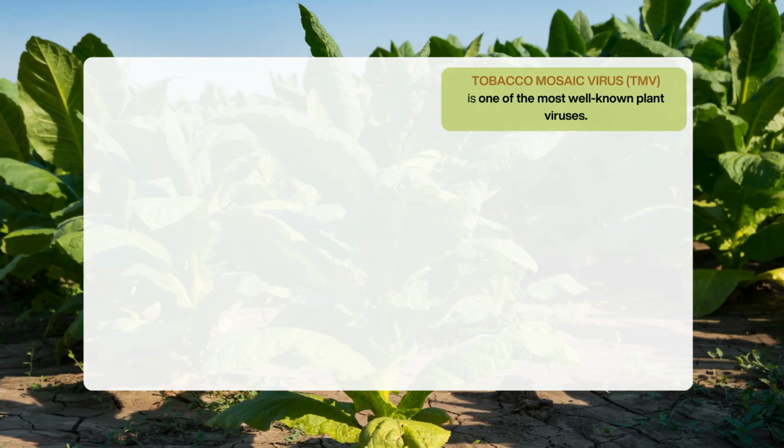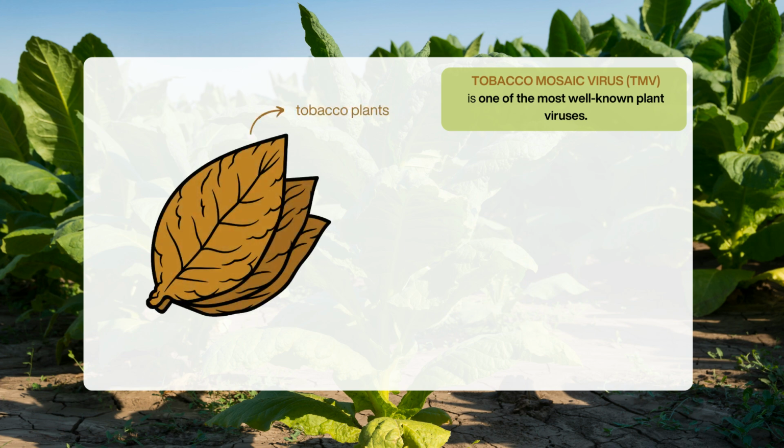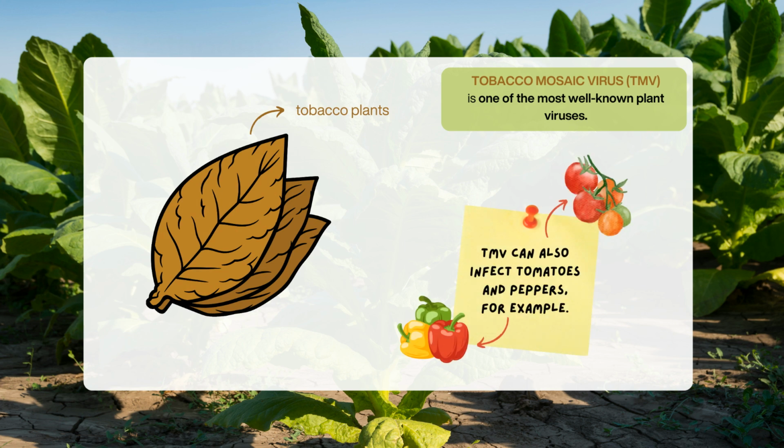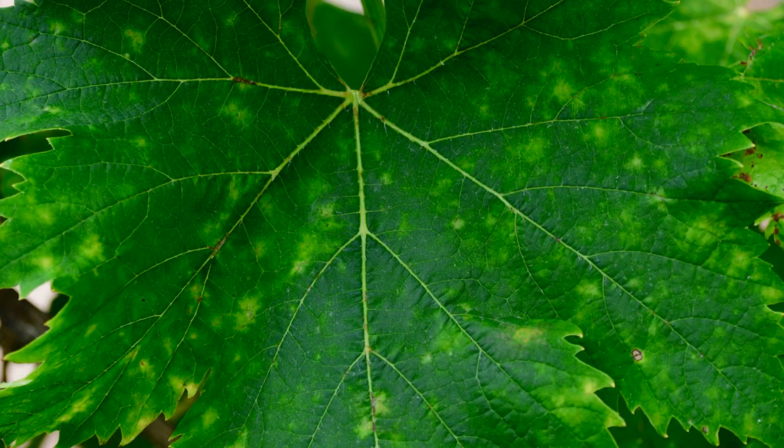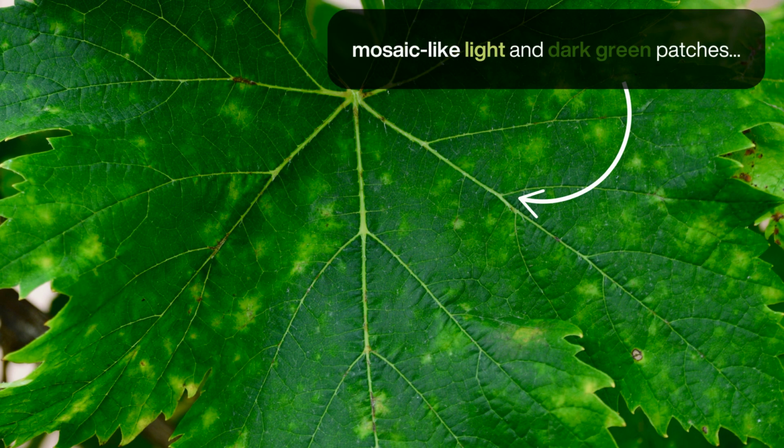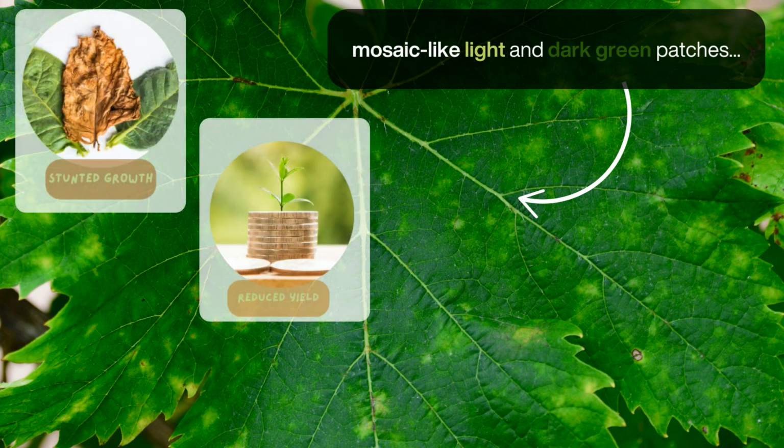The Tobacco Mosaic Virus, TMV, is one of the most well-known plant viruses. TMV primarily affects tobacco plants, but can also infect other plants, such as tomatoes and peppers. TMV causes distinctive patterns on leaves, which appear as mosaic-like, light, and dark green patches. Infected plants may also show stunted growth, reduced yield, and leaf curling.